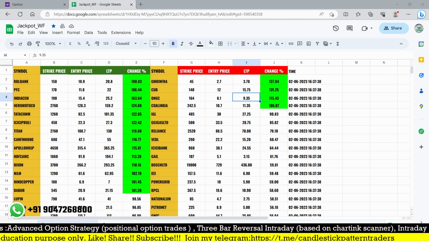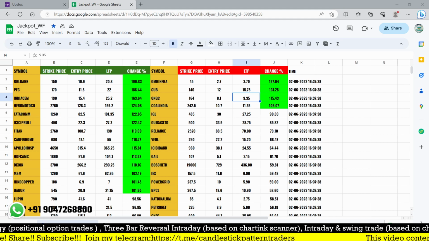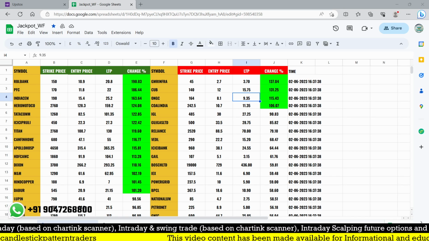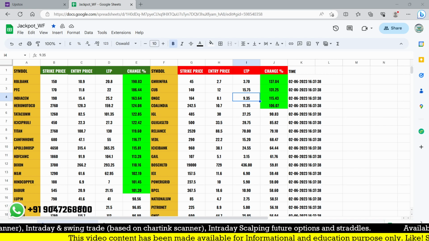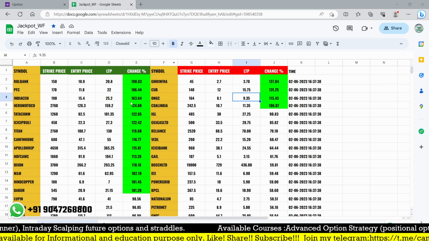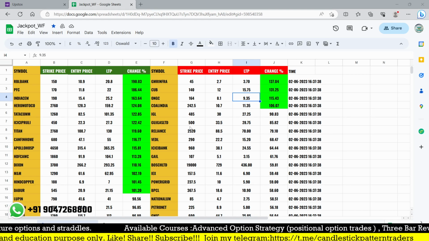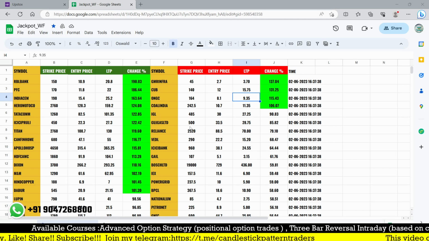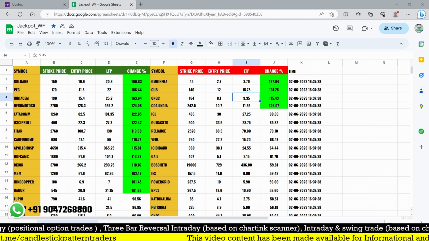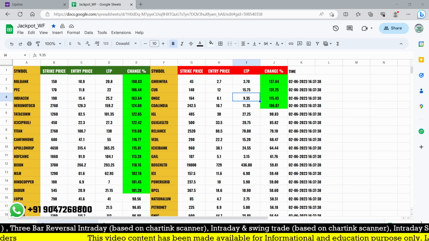It is a real-time updated sheet, not a pre-market or post-market entry. So this is going to update daily, every 30 seconds to a maximum of 1 minute. After 9:15 until 3:30, this sheet will be updated in real time. That is the main reason, and we will find the stocks that are going to give an opportunity.